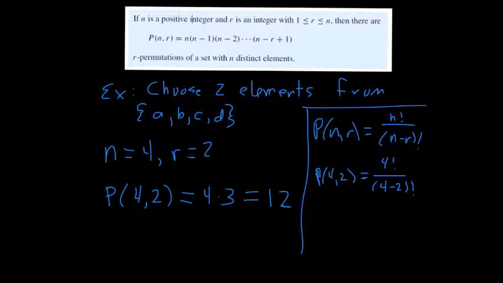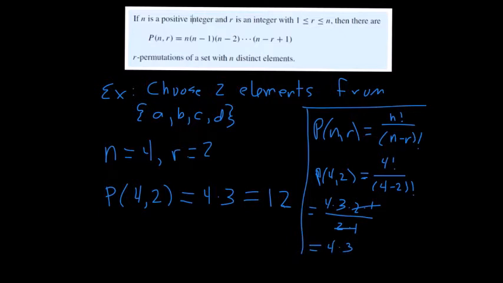But watch this. 4 factorial is equal to 4 times 3 times 2 times 1. 4 minus 2 is 2 factorial. So that's 2 times 1. So 2 times 1 cancels with 2 times 1 down here, which just leaves a 4 times a 3.